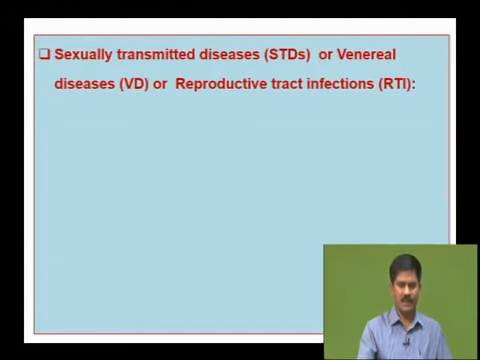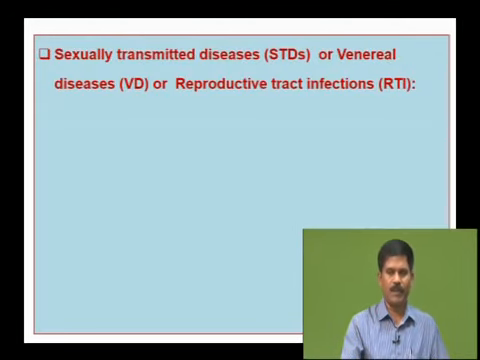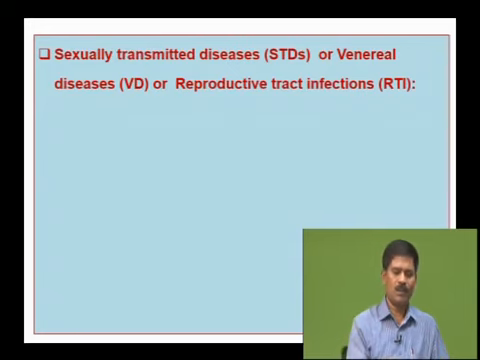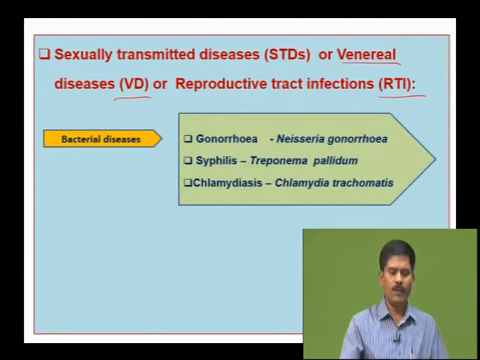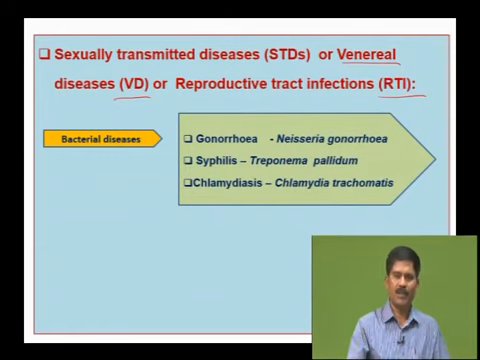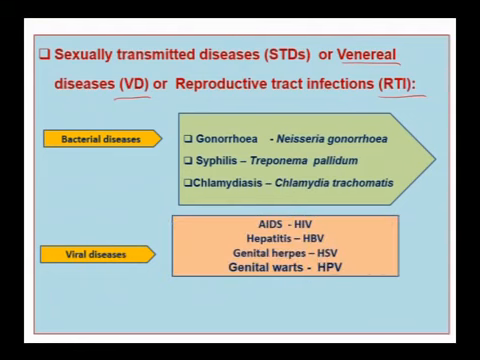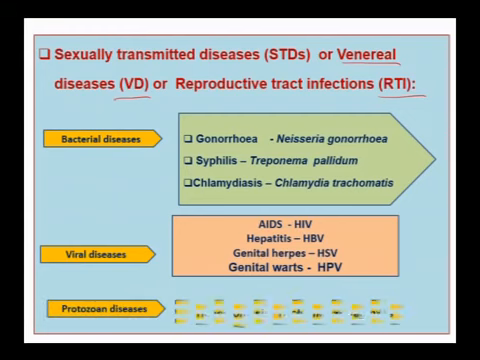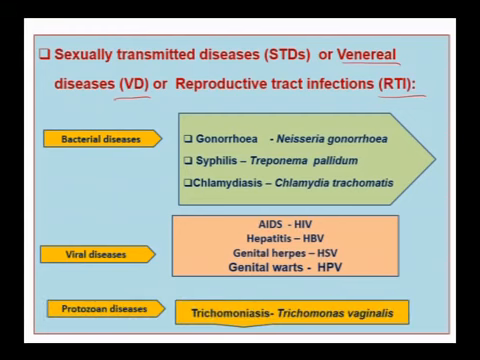Sexually transmitted diseases, abbreviated as STDs. These are the diseases which spread through sexual contact with an infected person. These are also called venereal diseases or VD, or reproductive tract infections or RTI. The common sexually transmitted diseases include gonorrhea, syphilis, and chlamydiasis, which are caused by bacteria. Then viral diseases, which include AIDS, hepatitis, genital herpes and genital warts. Then the protozoan disease trichomoniasis is caused by Trichomonas vaginalis.